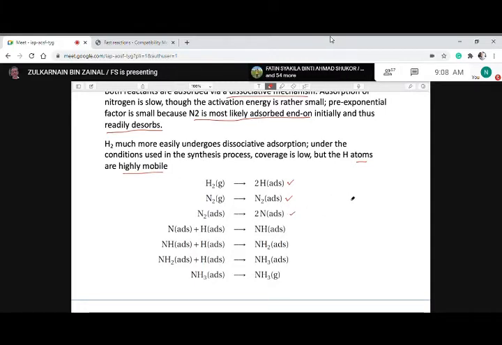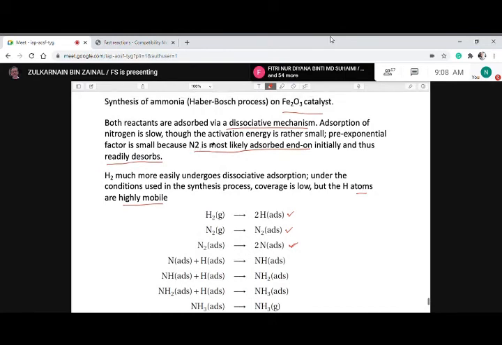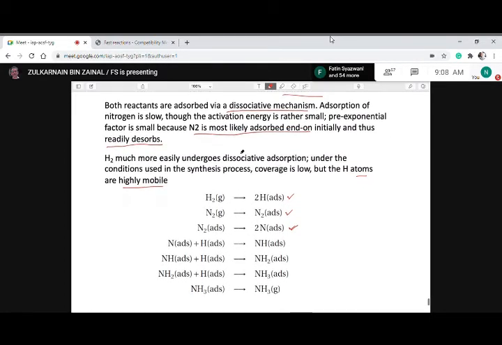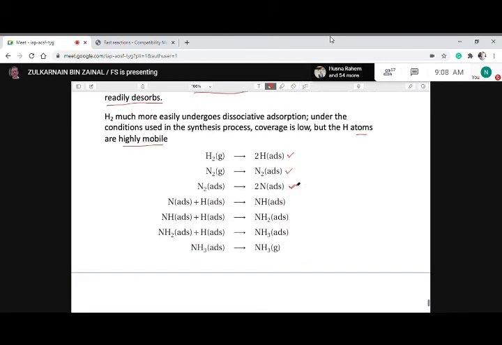On the next step, that nitrogen then is on the surface. So the dissociation occurs on the surface, right? So you can see the absorption of nitrogen through activation energy is rather small. The pre-exponential factor is because nitrogen is most likely absorbed initially and thus readily dissolved. Okay, so this is the mechanism for what happens in this Haber process.